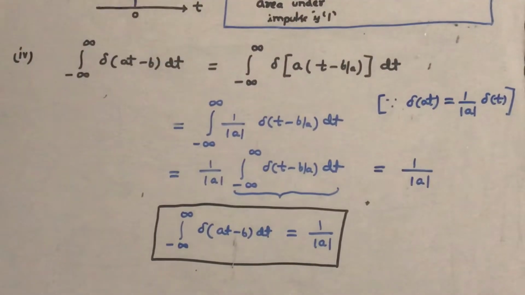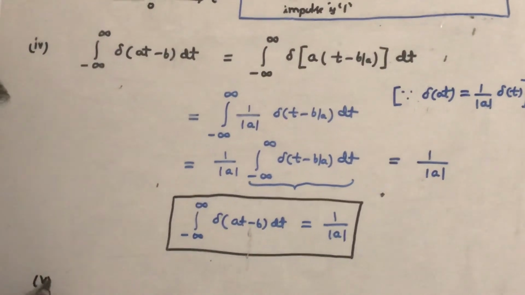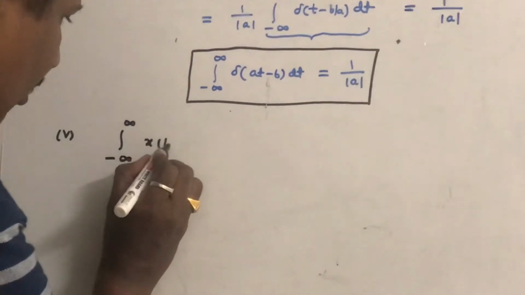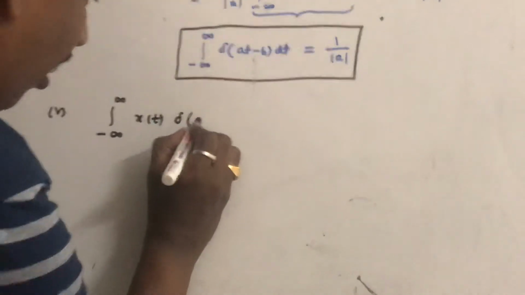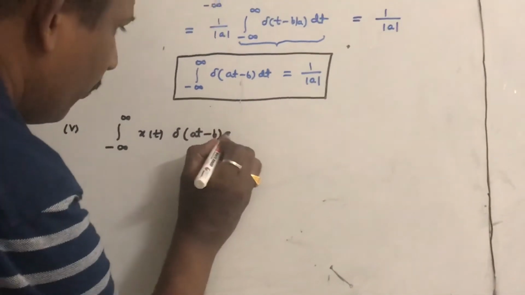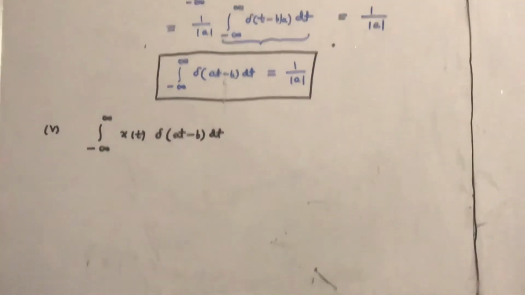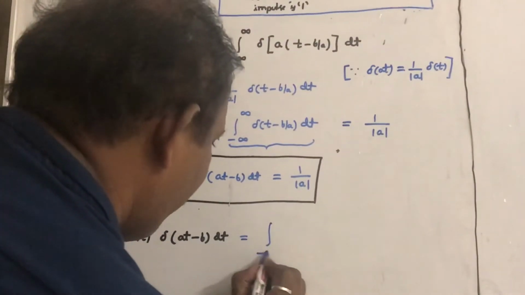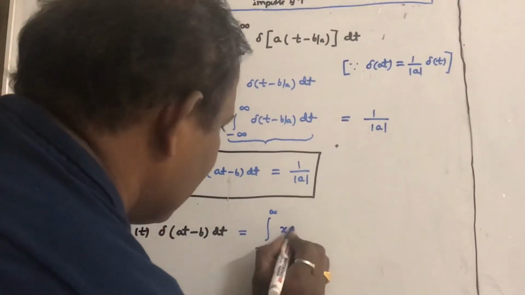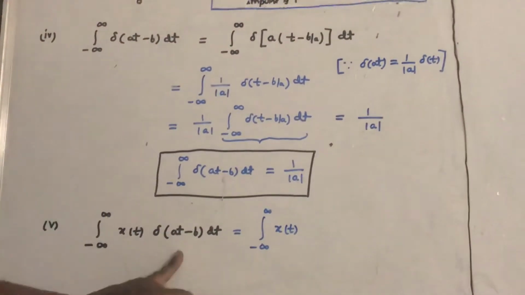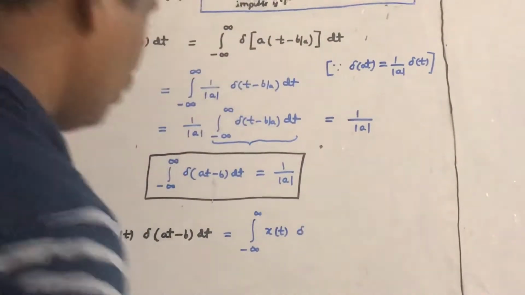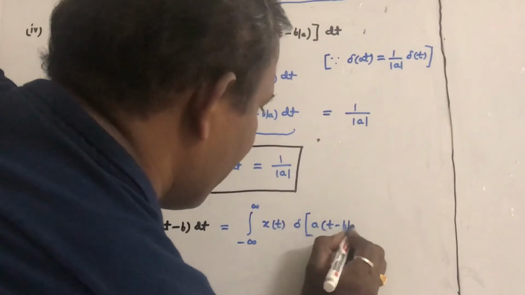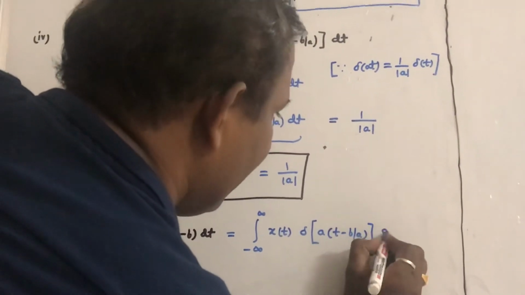Let us take the fifth property. Integral from minus infinity to infinity of x of t function multiplied with del of at minus b, into dt. In this case, use the same procedure. Keep the arbitrary signal x of t, and take a as common, so a into t minus b by a, into dt.